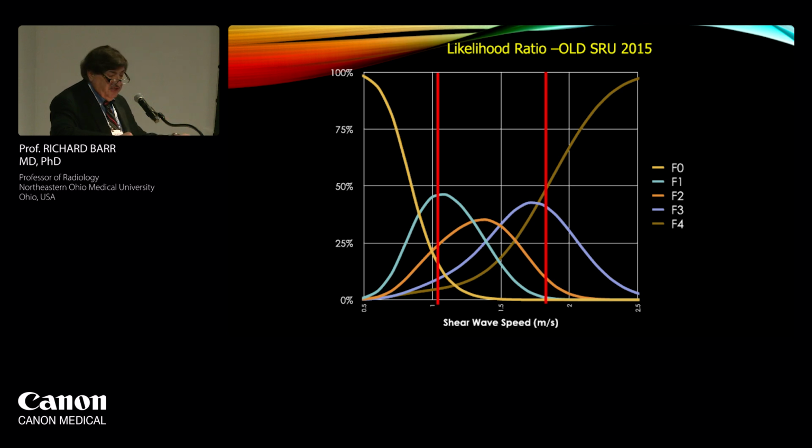So this is again from the SRU consensus in 2015, and what we did is we looked at likelihood ratios. So for a given shear wave speed, what was the probability of a certain Metavir score? So if we look at 1.3 meters per second in this large study that was done quite a while ago, you have a 2% chance of being F0, a 10% chance of being F4, a 20% chance of being F3, and a 35% chance of being F2 and F1. So what you'll notice is we do really well in no or mild fibrosis, and we do really well in compensated advanced chronic liver disease. But between those two, we really have a very difficult time sorting out exactly where we are.